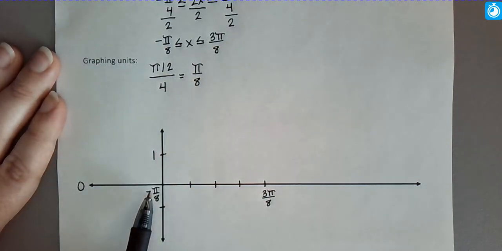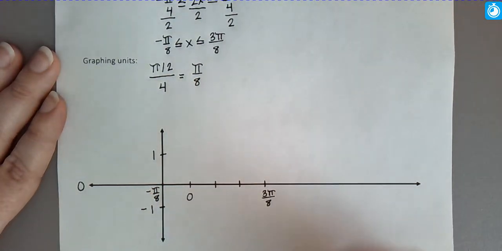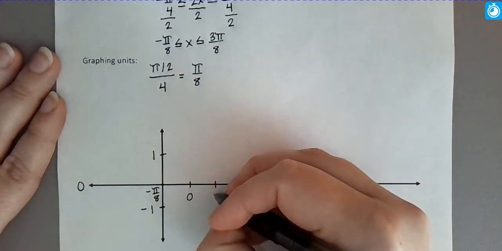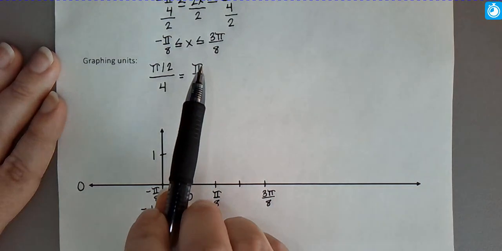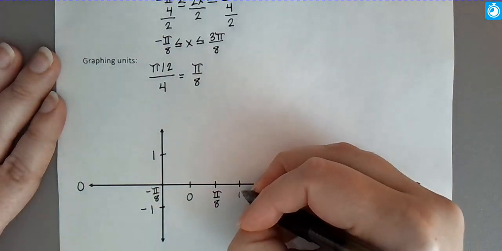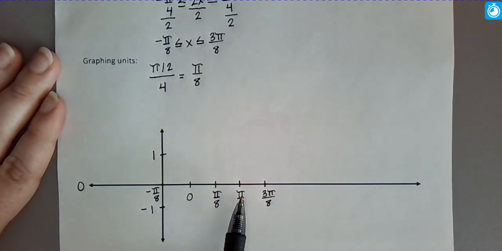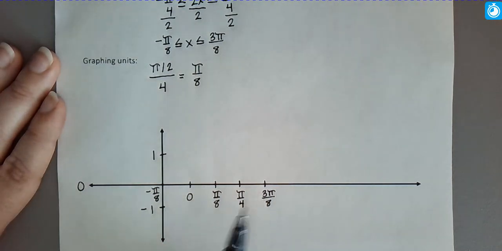So starting at negative pi over 8, if we add on pi over 8, we get to 0. Starting from 0, add on pi over 8, we get to pi over 8. Pi over 8 plus pi over 8 is going to be 2 pi over 8, which reduces to pi over 4. And then pi over 4, or 2 pi over 8, plus pi over 8 takes us to 3 pi over 8. So that's exactly what we expect to have happen.